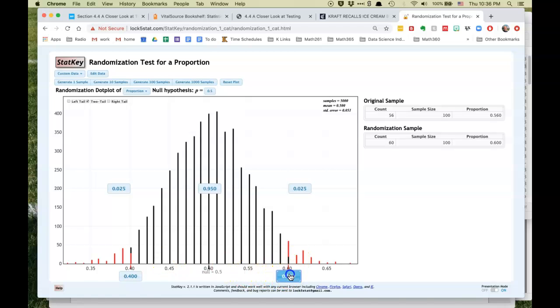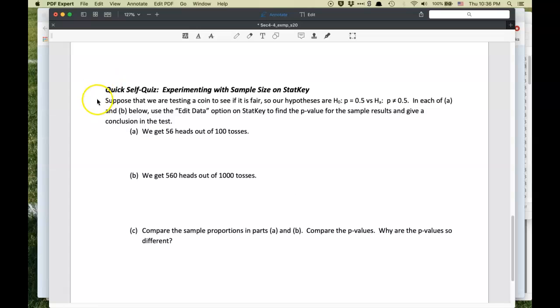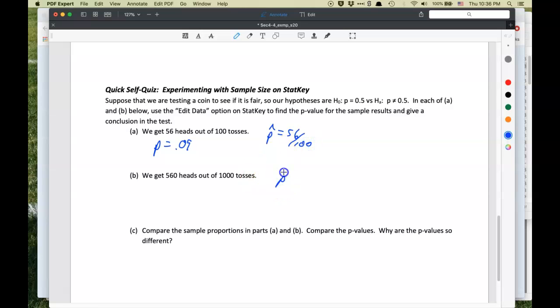And just to make sure that we get all the results here, I'm going to take 0.59. And over here we get 0.41. So we pick these up and we get a total p-value of 0.09. So p is equal to 0.09 here. Now if we increase the sample size, see, here p hat is equal to 56 over 100, and here p hat is equal to 560 over 1,000. So we might say it's the same effect size, 0.5 versus 0.56, in each case.